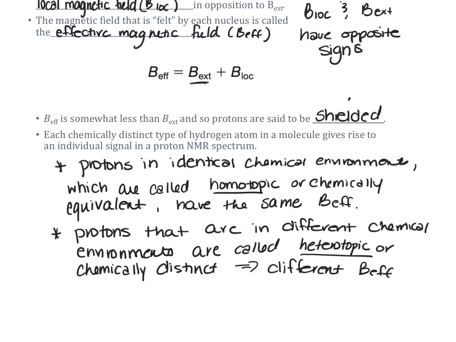Now, as we previously saw, protons that are exposed to different magnetic fields absorb photons at different frequencies. And if we put all these ideas together, we arrive at one of the most important rules for NMR spectroscopy, and that's that each chemically distinct type of hydrogen atom in a molecule gives rise to an individual signal in a proton NMR spectrum. So it's really important for us to be able to identify things that are chemically identical versus chemically different.